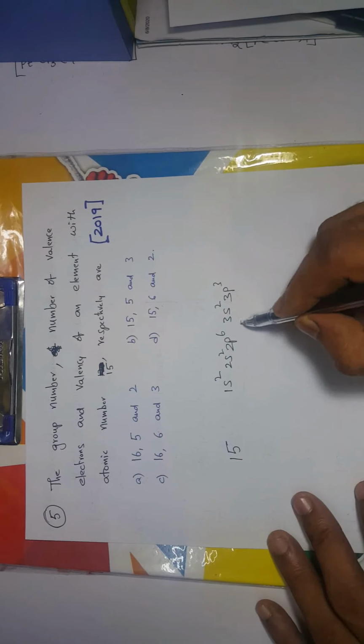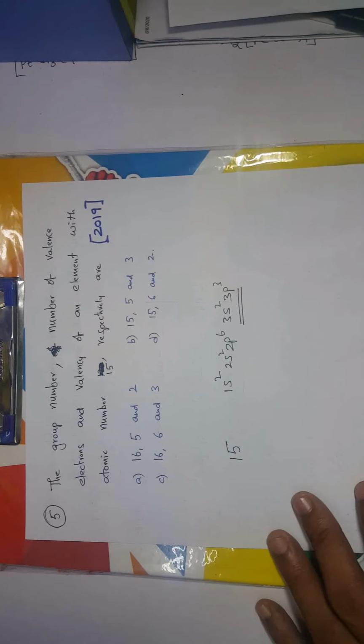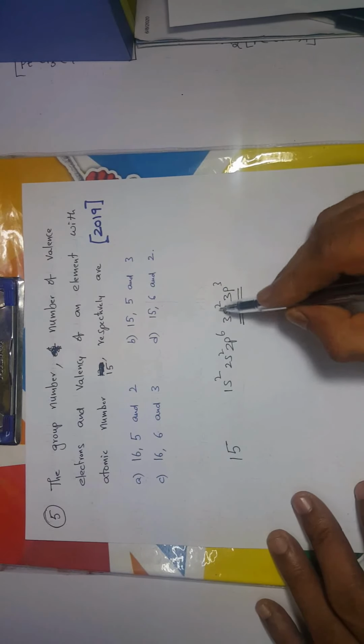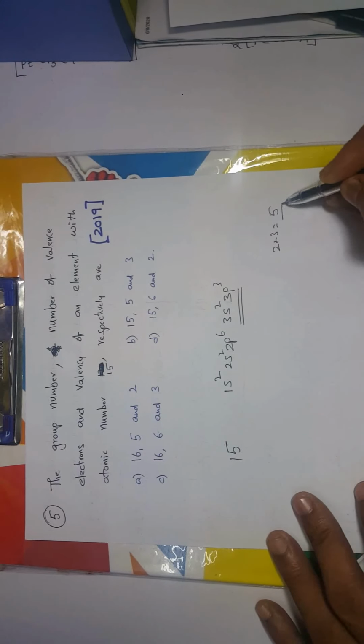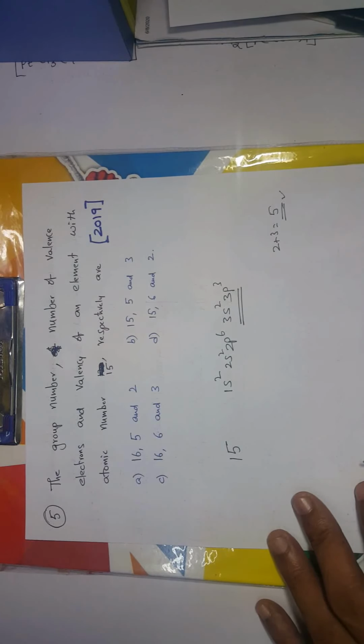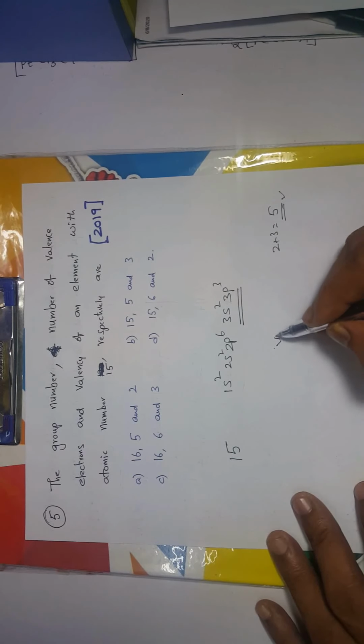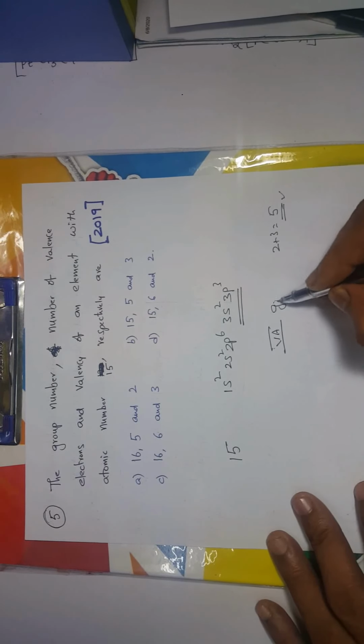How to find out the group number? You have to select the valence shell. How many electrons are present in the valence shell? So 2 plus 3, that is 5 electrons. So the number of electrons present in the valence shell is equal to its group number. That is 5th A group.